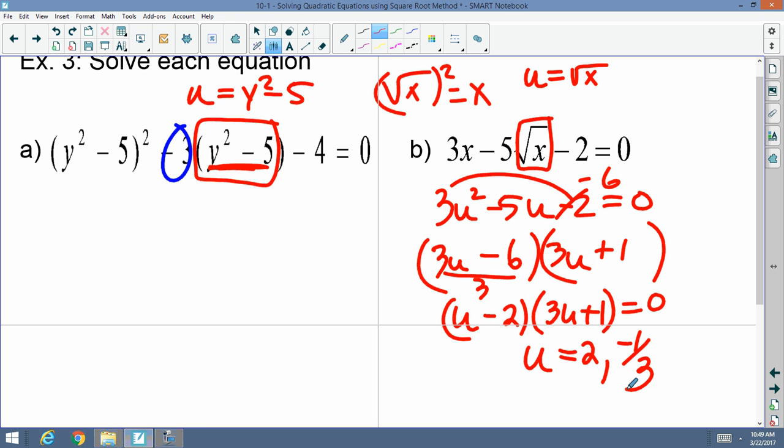How did I get the negative 6? Well, I have to multiply with the cubic method. You multiply A times C to get the new C.